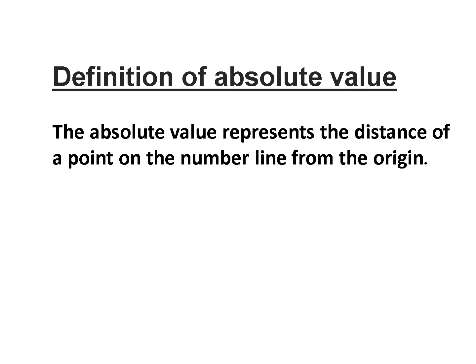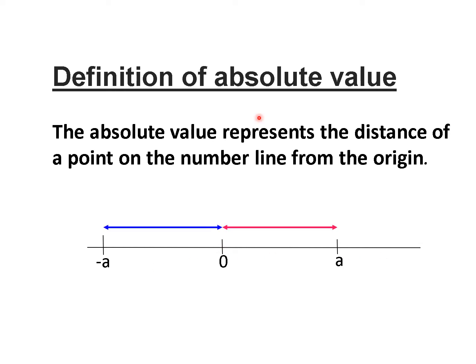Now let's look at definition of absolute values. So what is absolute values? The absolute values represent the distance of a point on the number line from the origin. Okay, for this case, origin refer to 0. So for example, let's look at our number line. So we have 0 in the middle and then negative A and A. So the distance from 0 to A is A, the red color, and then 0 to negative A is also A.